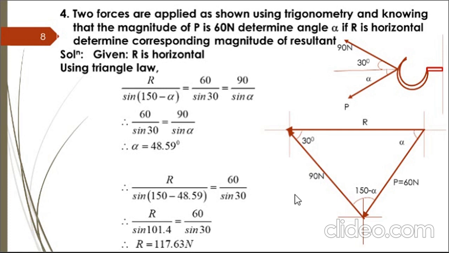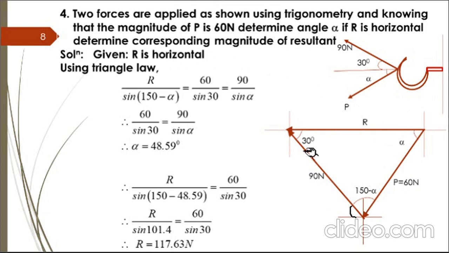So using the triangle law, draw the triangle, considering the first force P making an angle of alpha with respect to horizontal, which is given 60. Wherever it ends, from that point draw the second force 90 Newton making an angle of 30 degree with respect to horizontal, and join the starting point of the first to the end point of the second by a horizontal line, as it is given that the resultant is horizontal.